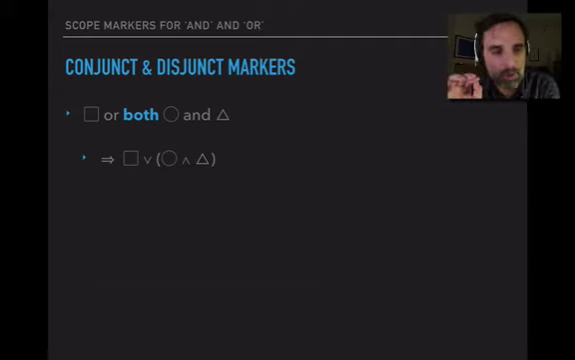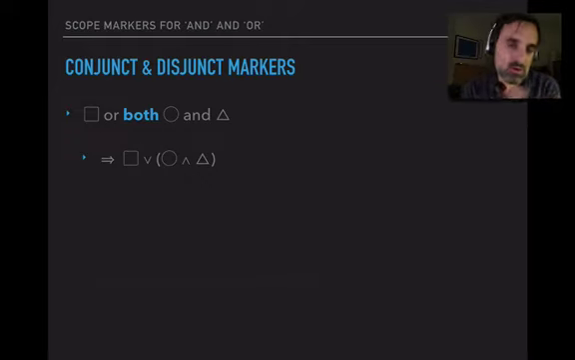So say we have box or both circle and triangle. Okay, that tells us that the and hooks onto just the triangle. The left side of the and is going to go just out to the both. The left conjunct of the and is whatever comes between the both and the and, so it's just the circle that the and attaches to, and that means then that the main connective is the or.